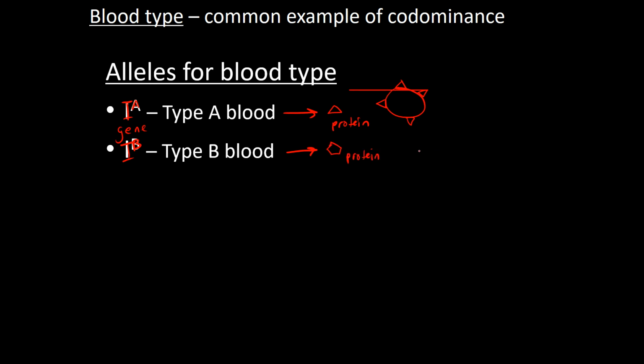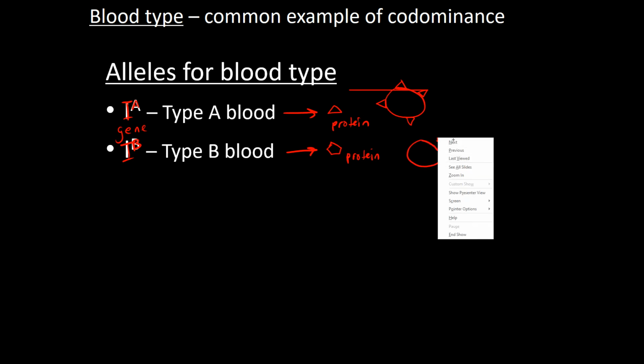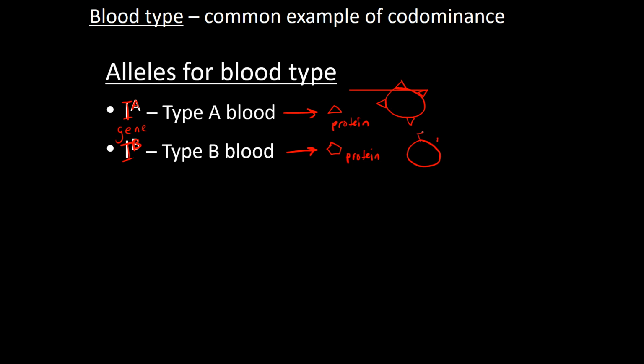That protein finds its way onto the surface of this kind of red blood cell. So this is type A blood, and that is type B blood.